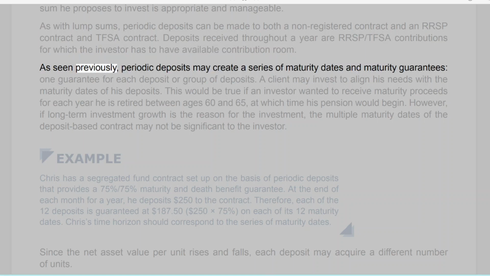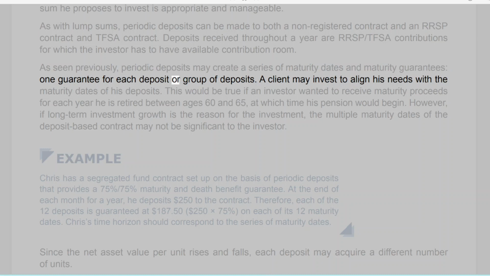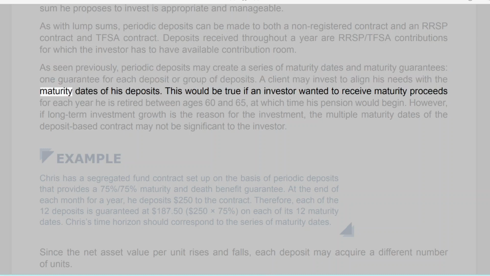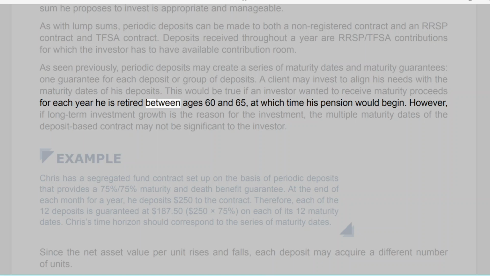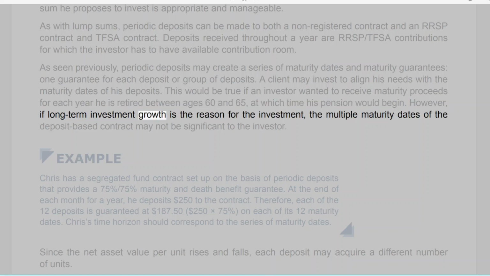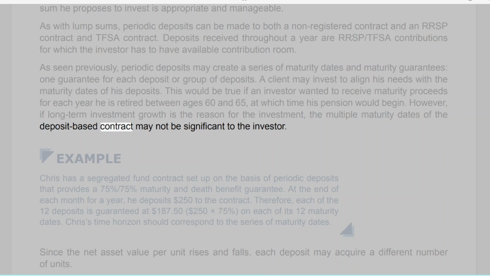As seen previously, periodic deposits may create a series of maturity dates and maturity guarantees, one guarantee for each deposit or group of deposits. A client may invest to align his needs with the maturity dates of his deposits. This would be true if an investor wanted to receive maturity proceeds for each year he is retired between ages 60 and 65, at which time his pension would begin. However, if long-term investment growth is the reason for the investment, the multiple maturity dates of the deposit-based contract may not be significant to the investor.